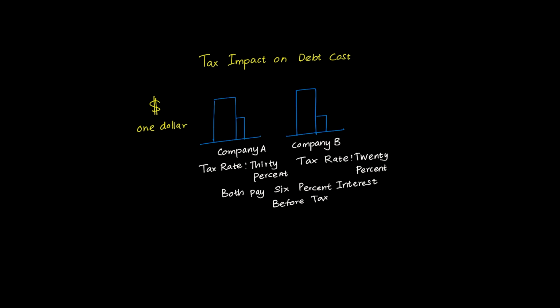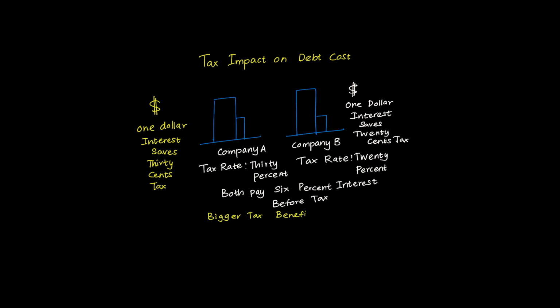This seems counterintuitive at first, but here's the key insight. Interest payments on debt are tax deductible. This means when you pay interest, you reduce your taxable income, which reduces your tax bill. The higher your tax rate, the more valuable this deduction becomes. For Company A, with a 30% rate, every dollar of interest saves 30 cents in taxes. For Company B with a 20% rate, every dollar of interest only saves 20 cents in taxes.